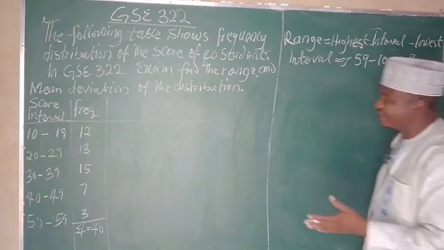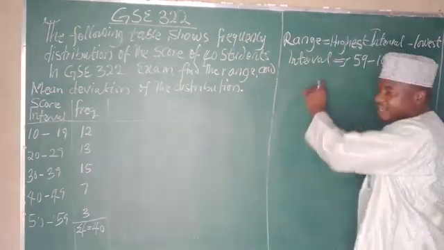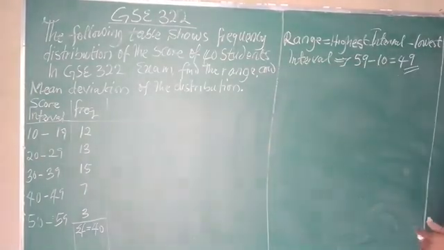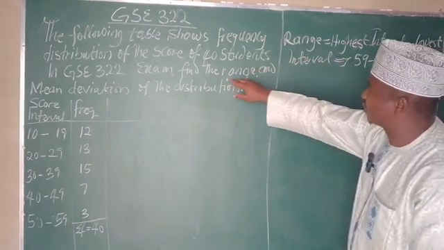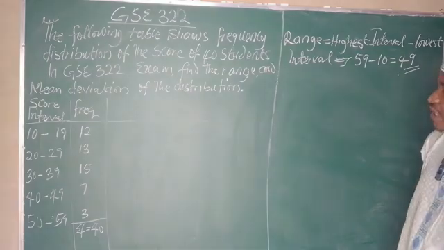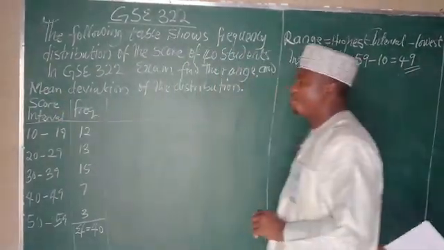Then the next one is mean deviation. Sorry, we have started the solution here because as time goes on, we are going to extend this table. There are so many things that we are going to write on the table. So now we have finished with the first one, the range. The next one is mean deviation.